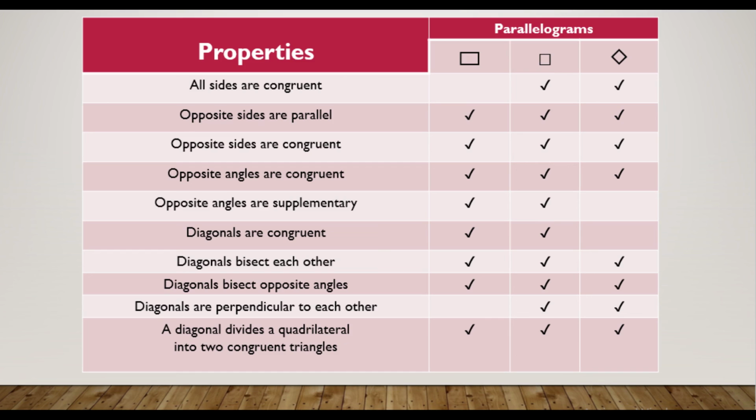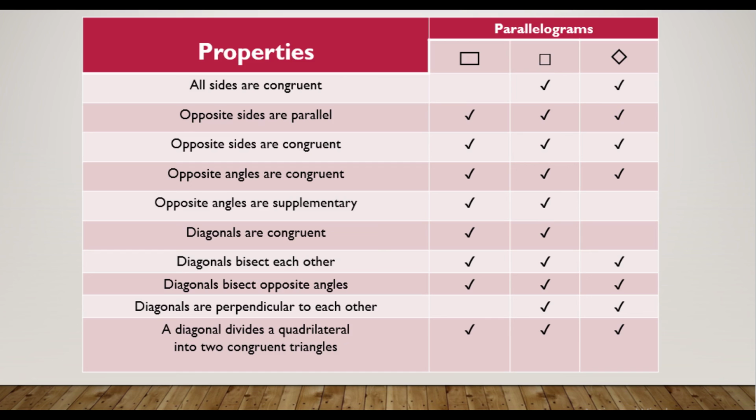And lastly, for the 10th property, a diagonal divides a quadrilateral into two congruent triangles. As you can remember, this property is also a part of the condition. So if all of them, the rectangle, the square, and the rhombus, are parallelograms, automatically all of them qualify for this property. Before concluding our activity, let us first spot the major differences on each three types of parallelograms.